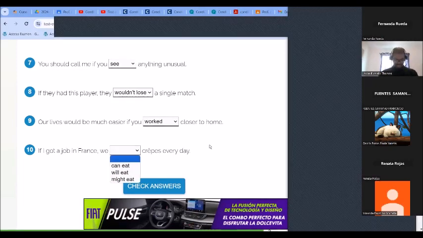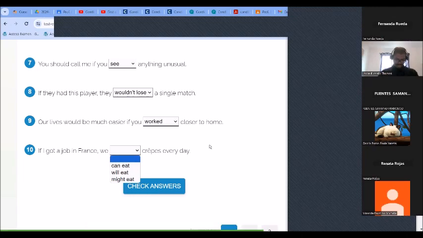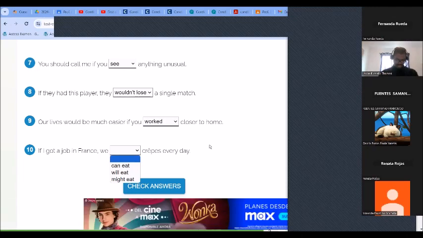If I got a job in France, we might eat crepes every day. Correct. All right. It's not realistic. It's pretty unrealistic. But what a dream.